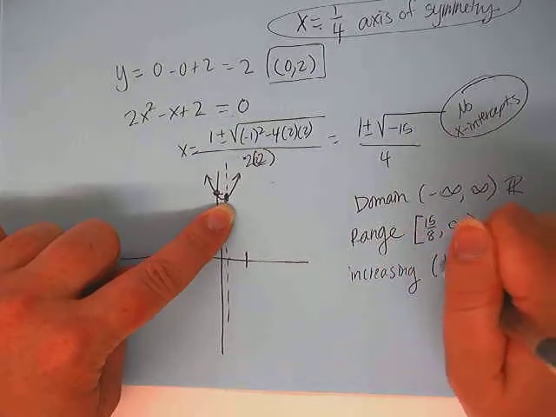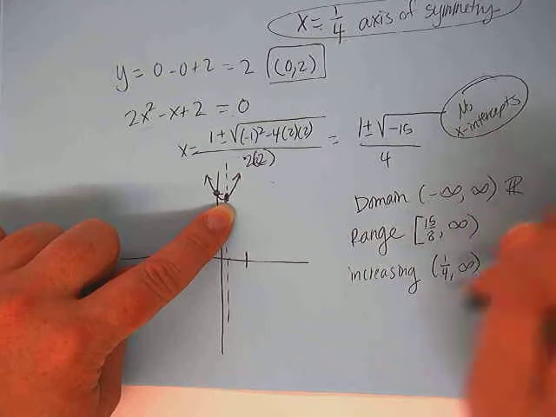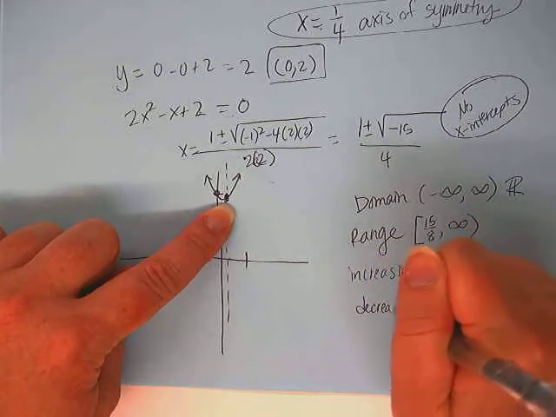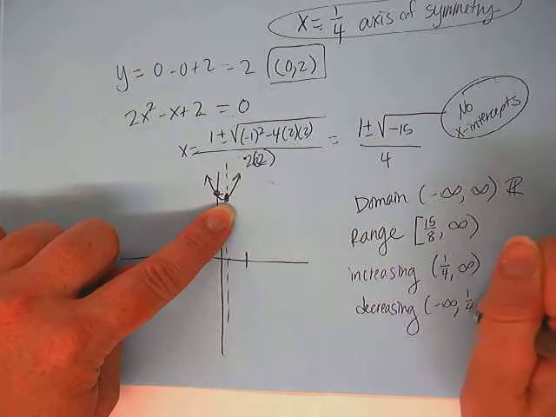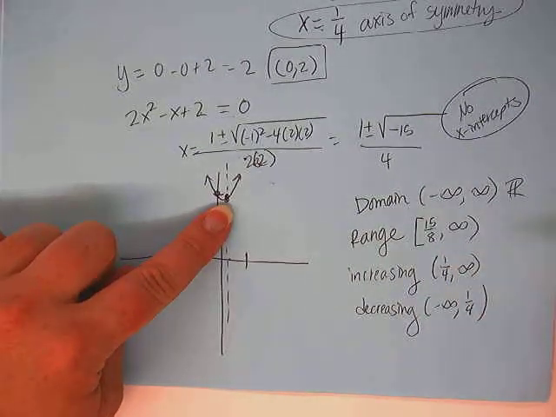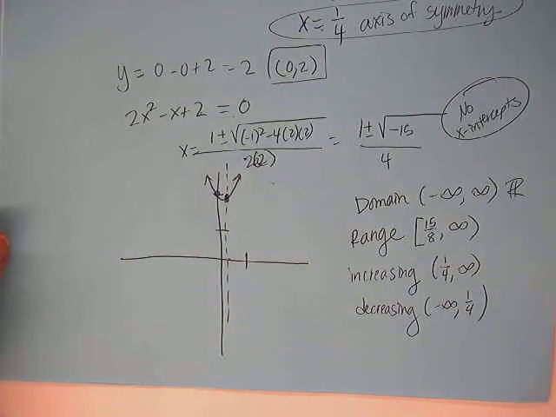And then where is it increasing? It's increasing from the x value 1/4 to infinity, and it's decreasing from the x value negative infinity to positive 1/4. Is that all of the questions?